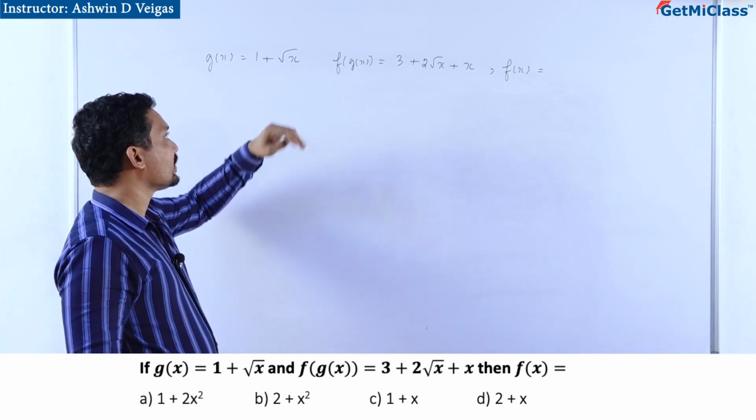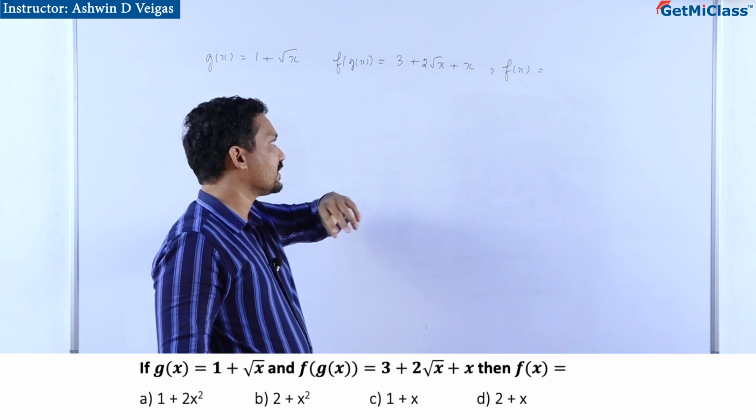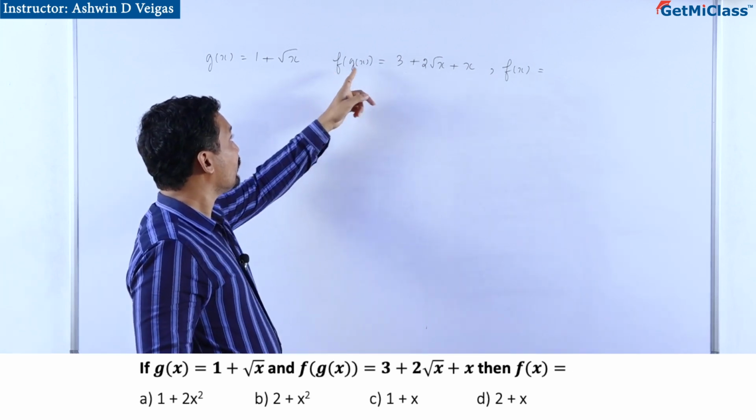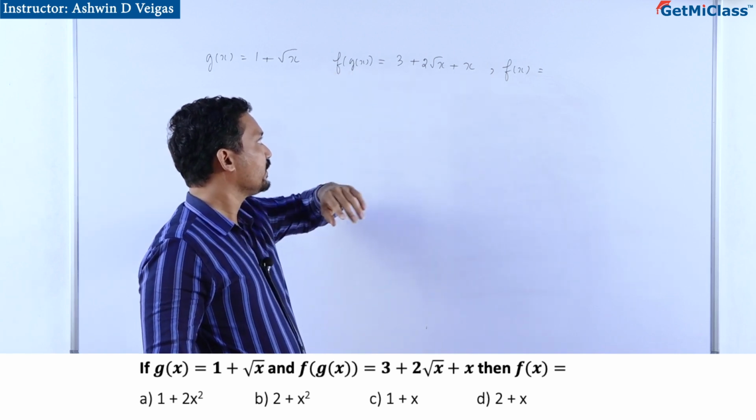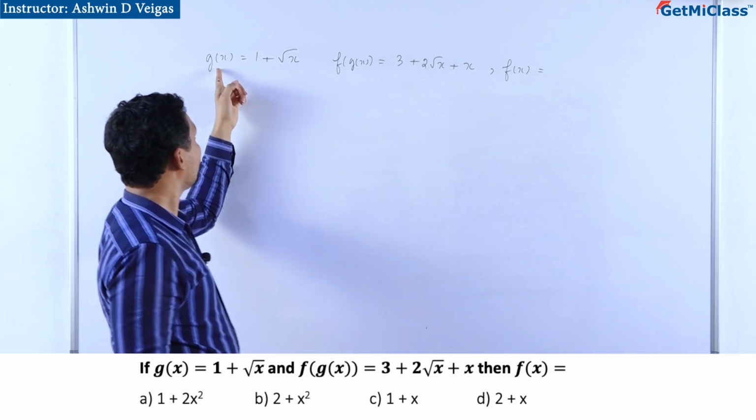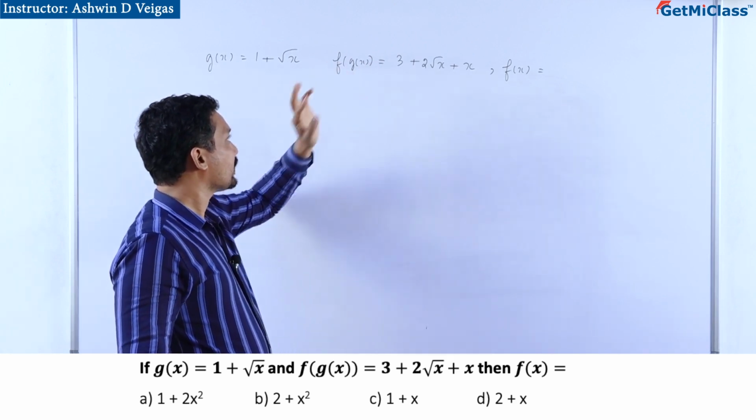Here g of x is given as 1 plus root x, and f of g of x is given as this. So, we have to find f of x. Since f of g of x is given, this is a composition of f and g. From this you have to extract what is f of x. So, g of x is given and f of g of x is given, you have to extract f.